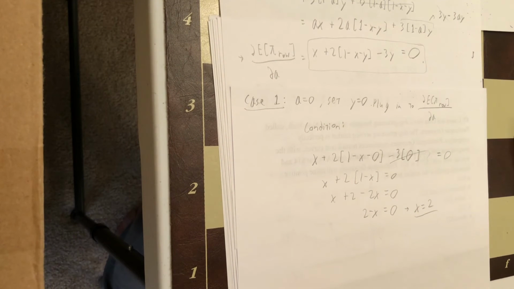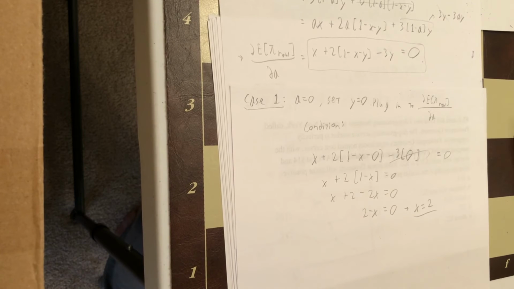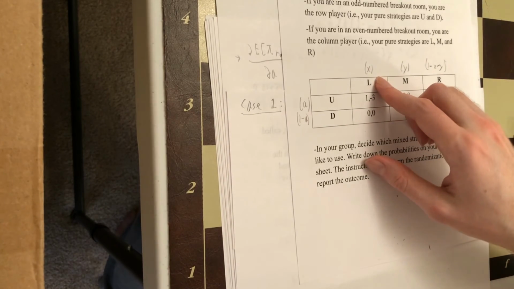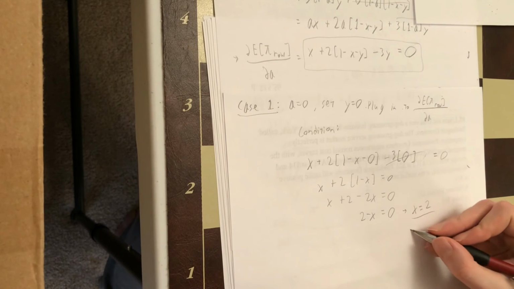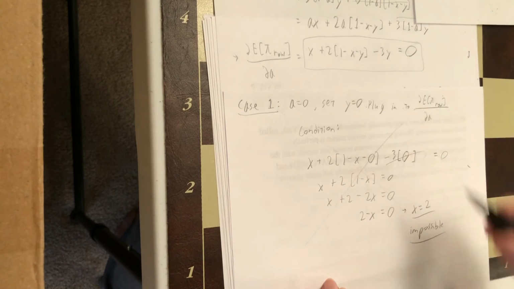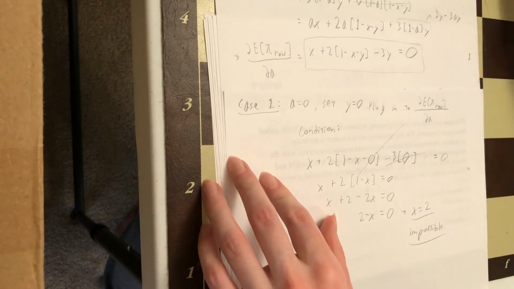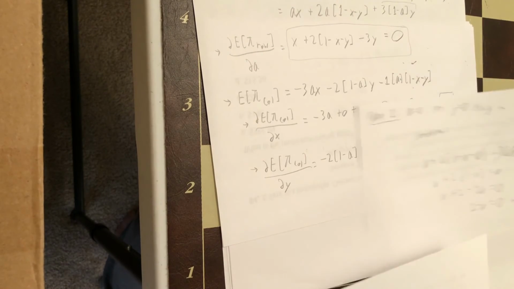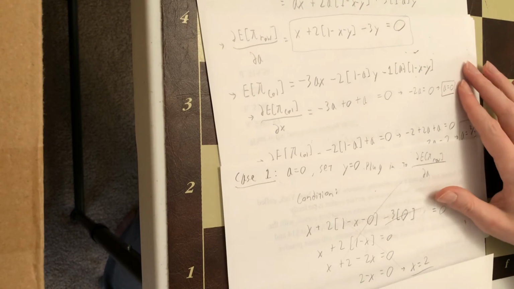Well, that can't be right. X is a probability. Probabilities can't be outside the 0 to 1 range. You can't play X or play L with probability 200%. So that rules out case 1. This doesn't work. So if case 1 leads to something impossible, we got to turn to case 2. Case 1 came from using this constraint.